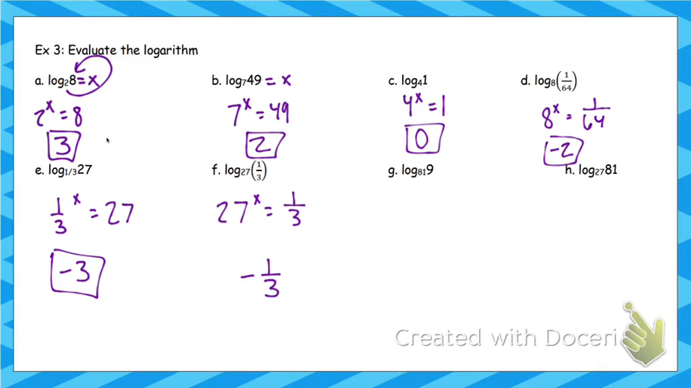All right, let's look at the next one. 81 to the something is equal to 9. So again, to get from 81 to 9, we're taking the square root. The square root of 81 is 9. The square root as an exponent is 1/2. 81 to the 1/2 means square root.